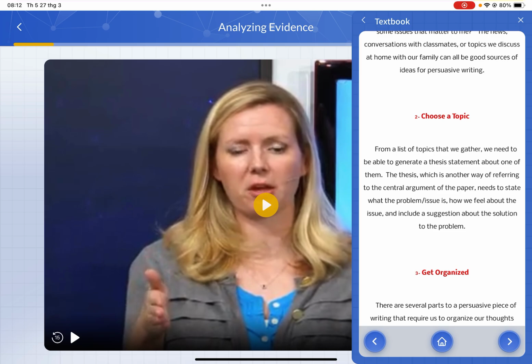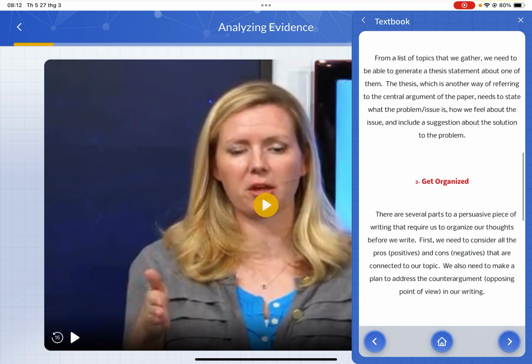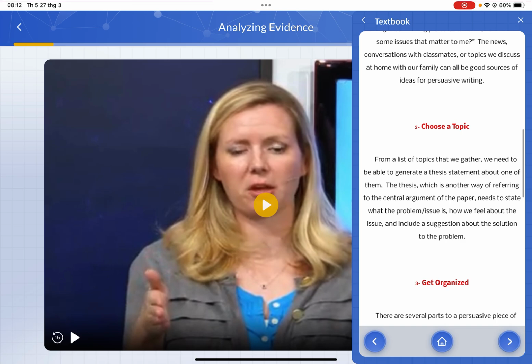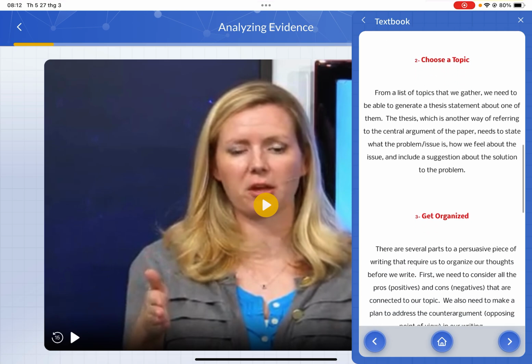From the list of topics that we gather, we need to be able to generate a thesis statement about one of them. The thesis, which is another way of referring to the central argument of the paper, needs to state what the problem or the issue is about. It's going to talk about how we feel about the issue and include a suggestion about the solution to the problem.